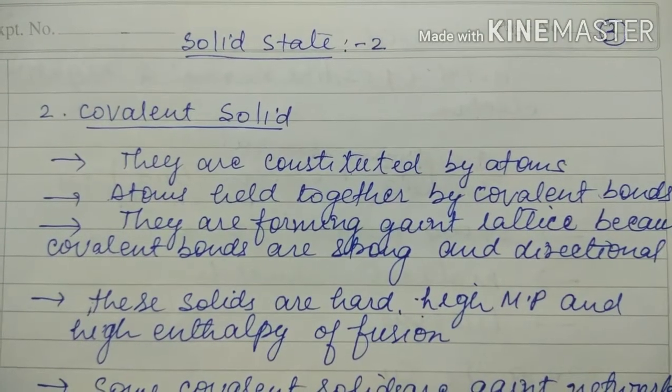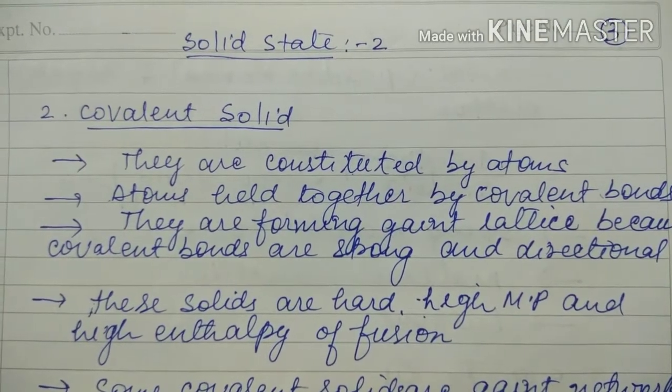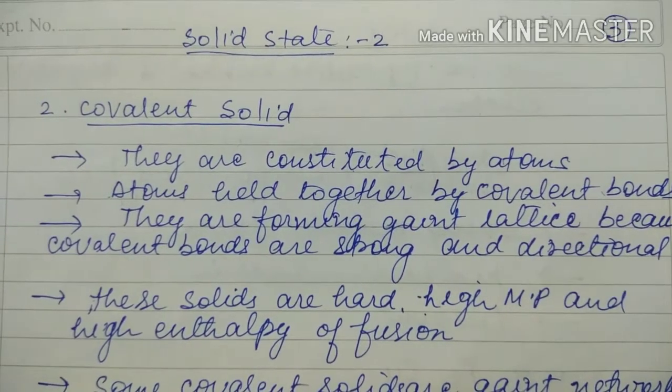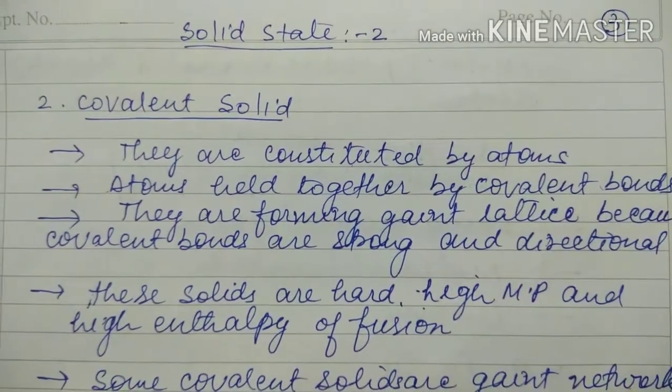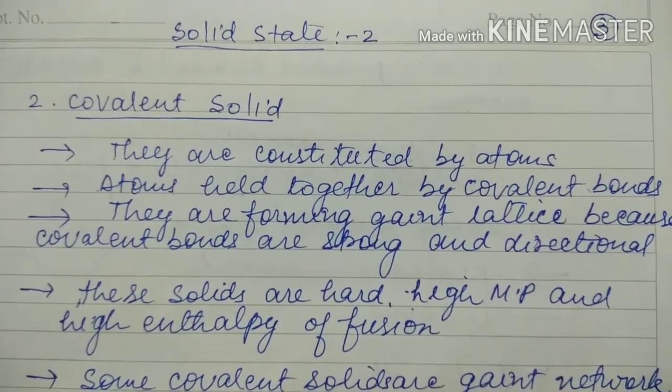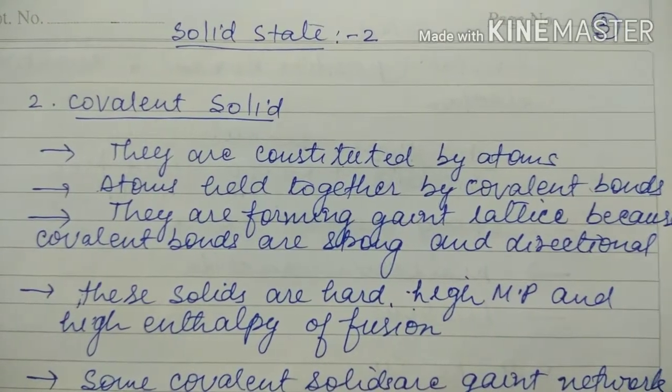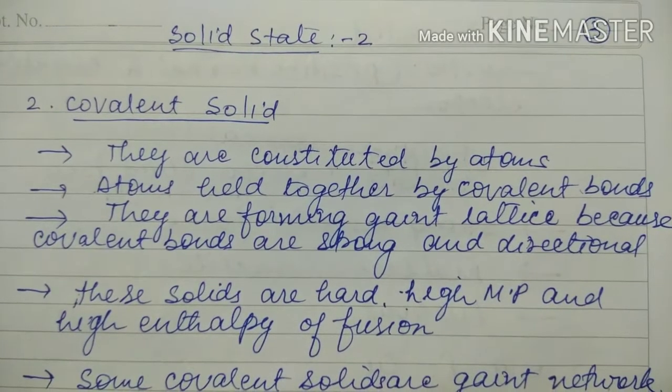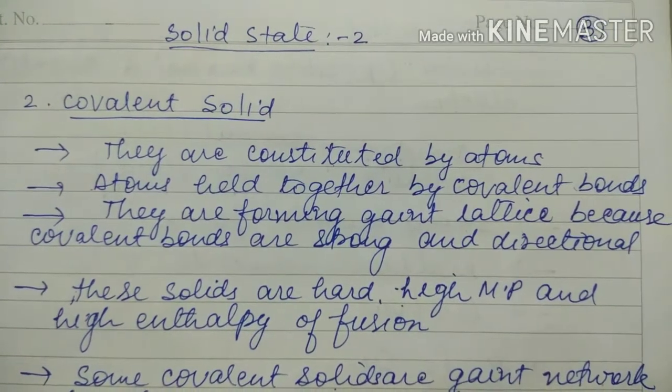Welcome students. Today we are coming to the next type of crystalline solid after the molecular solid, because we know that molecular solids are of three types: polar solid, non-polar solid and hydrogen bonded solid. Now the second one is the covalent solid.